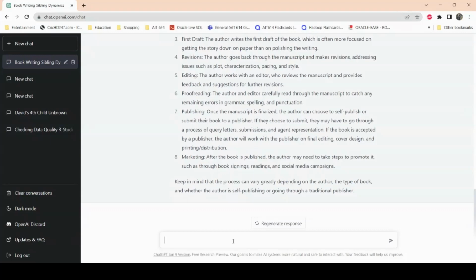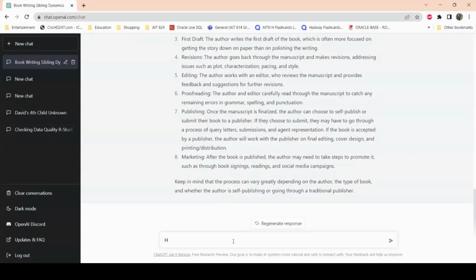So keep in mind that the process may vary depending on the author, the type of the book, or whether the author is self-publishing or going through a traditional publisher. So of course, now with the age of technology, there are two types of publishing. One of them is self-publishing, and the other is a traditional publisher. So if you want to save on money, save on time, and you don't want to go through this entire long process, you can self-publish.